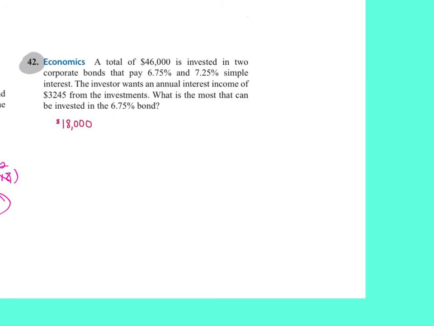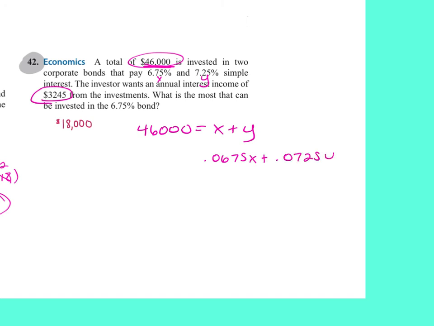So I'm setting up a system, a total. So if this, let's say, is the X and this is the Y, the total is 46,000. So 46,000 equals X plus Y. And the interest would be 0.0675X plus 0.0725Y, and I have to move that decimal twice, equals 3245.